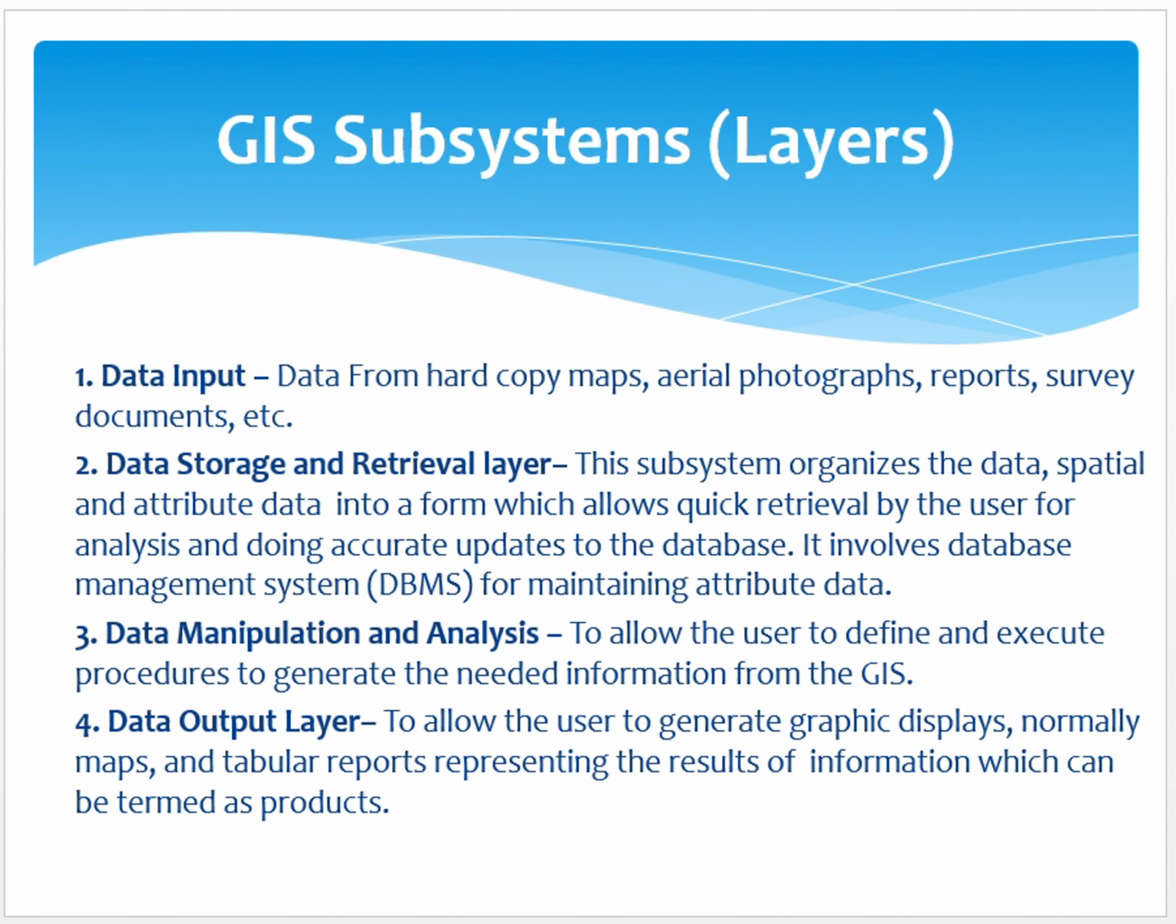Reports could be tabular, which you are now generating. And the reports could be maps that are automatic from the system. It's the end product of what has been processed by the Geographic Information System. So those are the layers: data input for feeding data, the data storage and retrieval layer, where you put your data in a way you will easily be able to retrieve and maintain and even do updates. Then the third layer is the data manipulation or data analysis layer, and then the last one is the data output layer. Those are the 4 layers of the GIS subsystem.